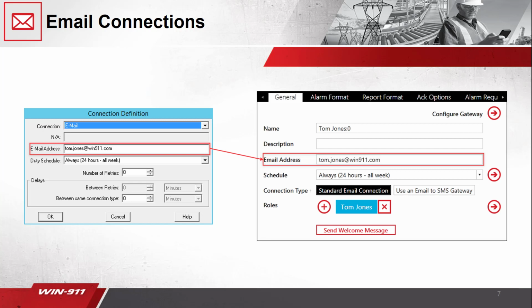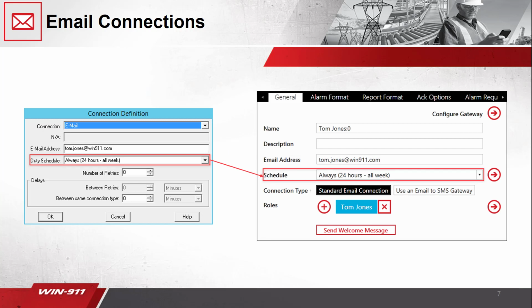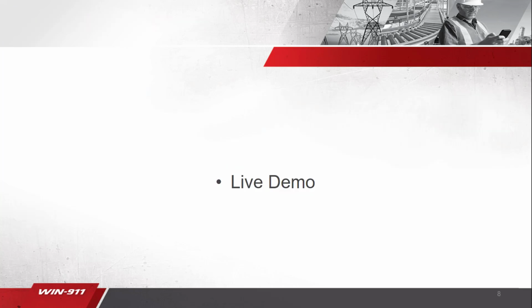So now we're into the actual email connection within version 7. We're going to bring over the email address, and we'll also bring over the schedule. Again, for schedule information, check out the dispatcher video that we've done previously. And that's pretty much it. It's fairly basic conversion. What we'll do now is I'll show you a live demo of what it looks like when you do it in real time.